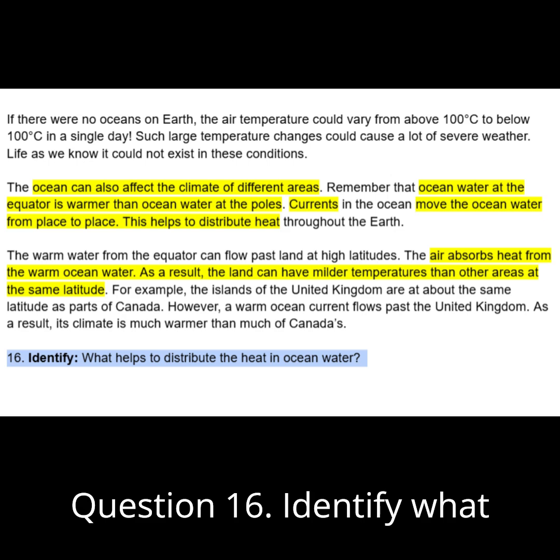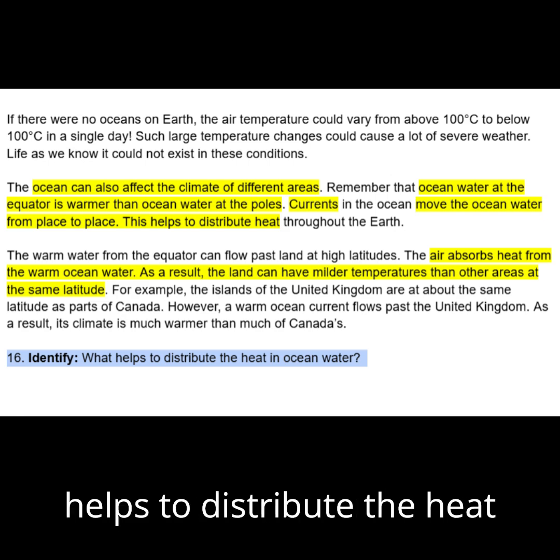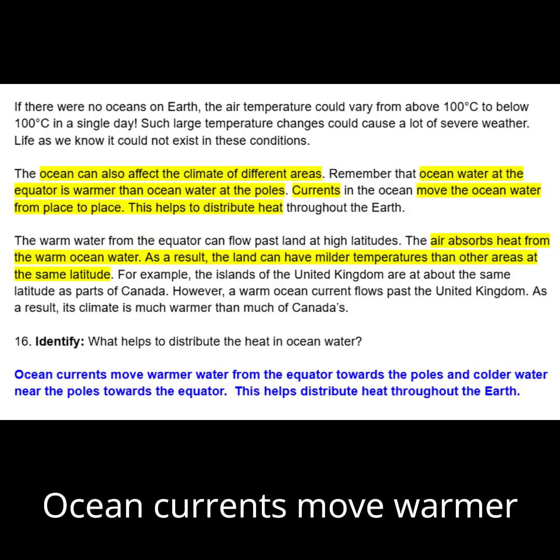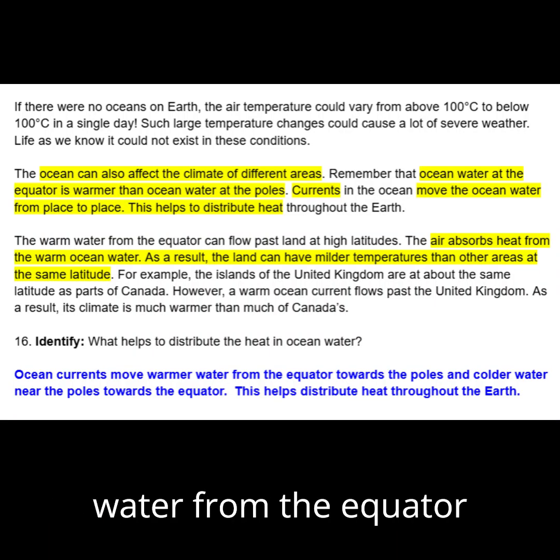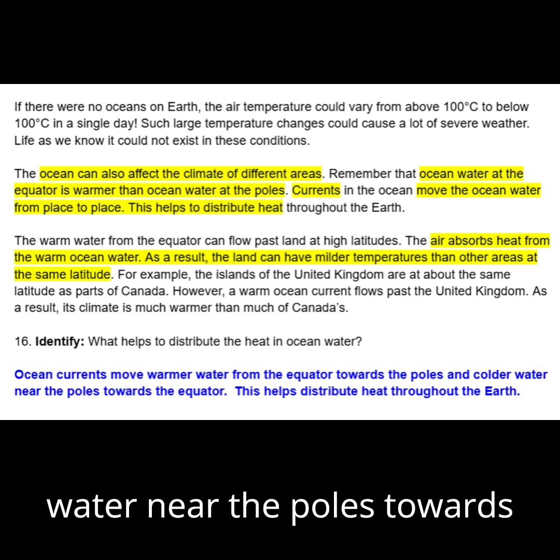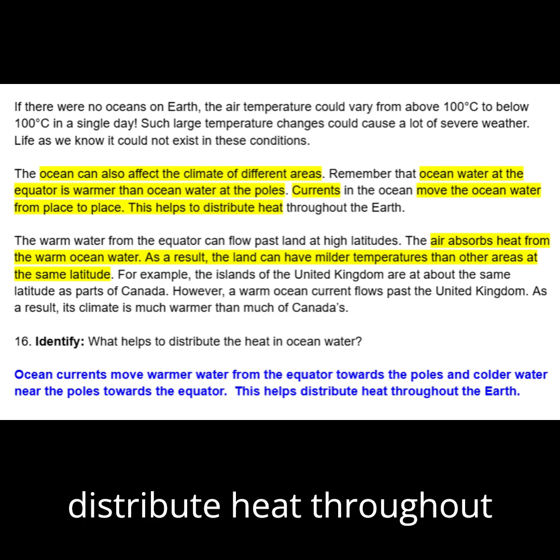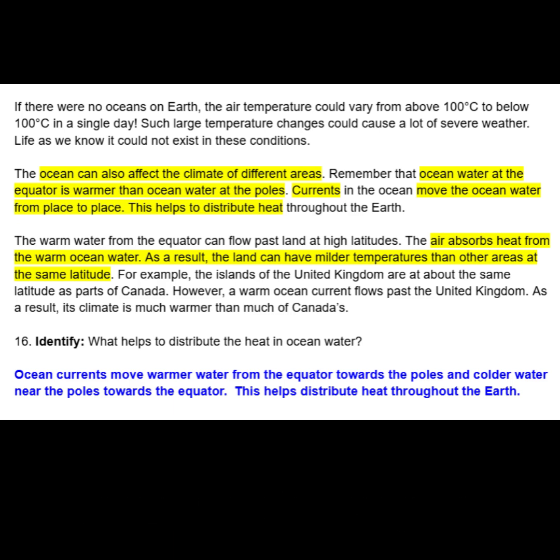Question 16. Identify. What helps to distribute the heat in ocean water? Ocean currents move warmer water from the equator towards the poles and colder water near the poles towards the equator. This helps distribute heat throughout the Earth.